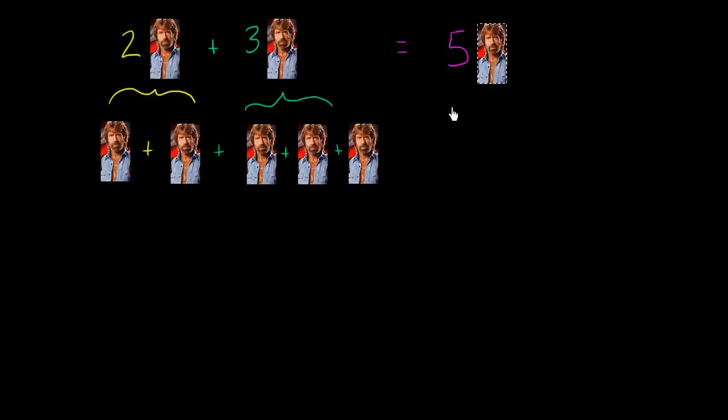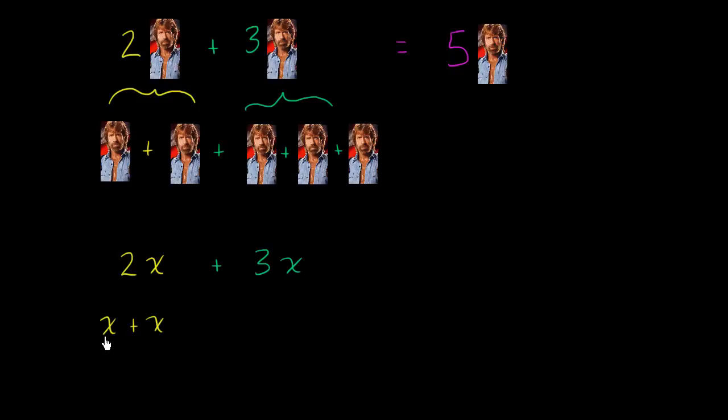Now let's get a little bit more abstract here. Chuck Norris is a very tangible thing, so let's go to a little bit more of traditional algebraic notation. If I have 2 x's, and remember, you could write this as 2x's or 2 times x, and to that I were to add 3x's. How many x's do I have? Well, once again, 2x's, that's 2 times x. You could view that as an x plus an x.